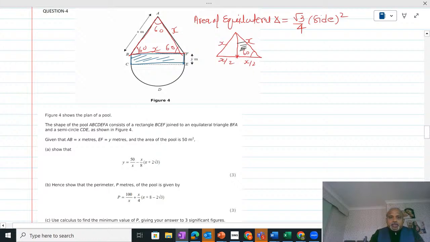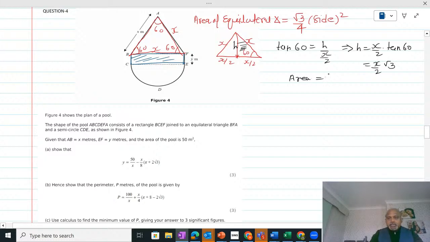If we take this triangle and apply SOHCAHTOA, because we want the height, so sin 60 equals h over x by 2. So h is x by 2 times sin 60. Once you simplify it, sin 60 is root 3 by 2, so h is root 3 by 2 times x by 2. So what is the area formula? Area of a triangle is half base times height. So half base is x and height is x by 2 root 3.